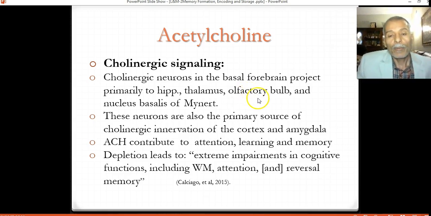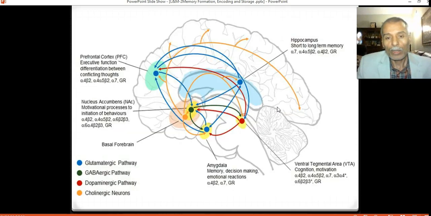So these structures are part of the cholinergic system, so you can imagine that smell is part of that. Motivation, and also emotional regulation.